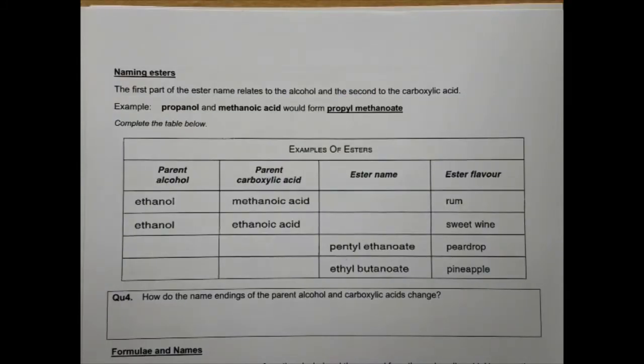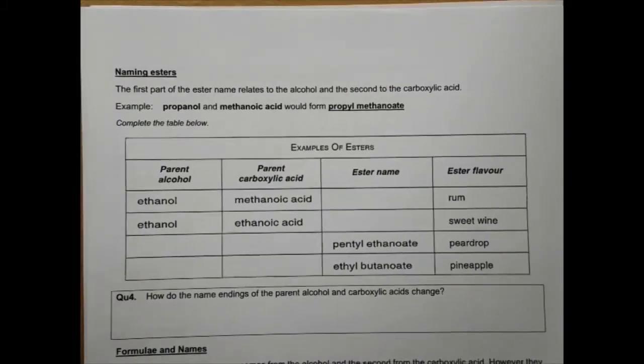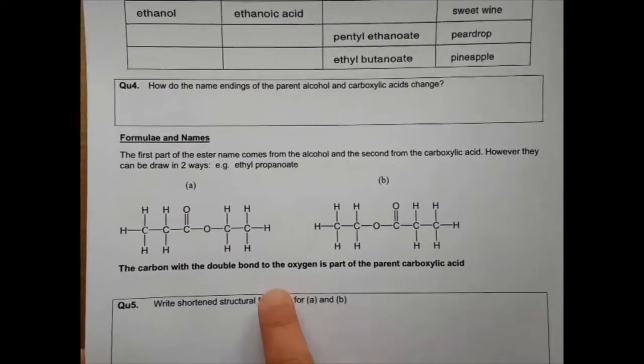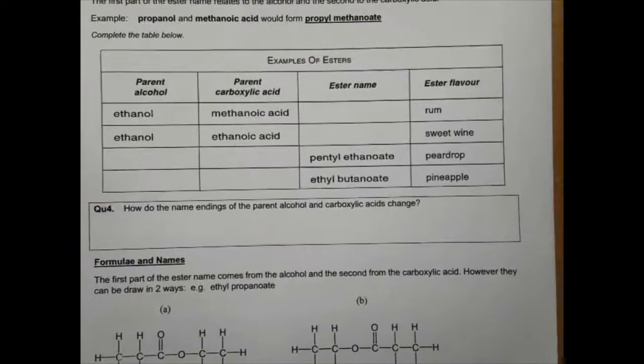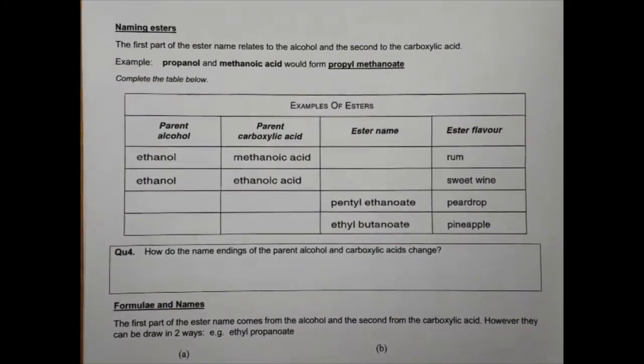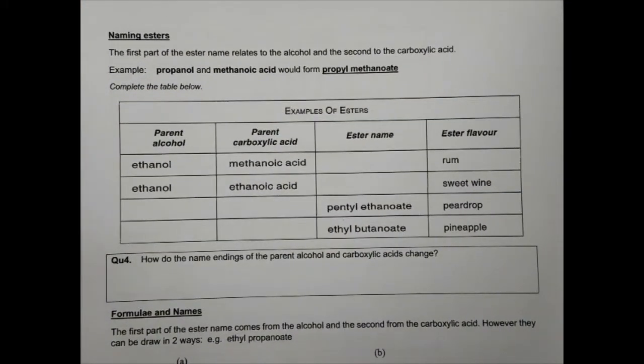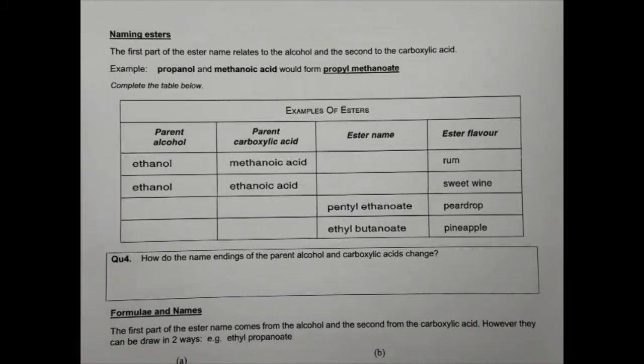Okay, so we're moving on to page 30 now. Page 30 is on naming esters, and then the second half looks at drawing the short and structural formula. Now, I think that you can probably do page 30 without much input from me, so I'd like you to pause the video now and read through page 30 and try and complete it yourselves. Just go with your gut, but I will show you the answers in a few seconds, just so you can check that you're going along the right lines.